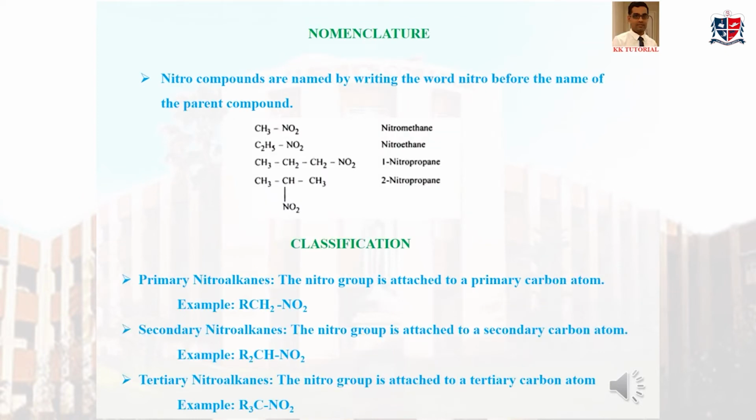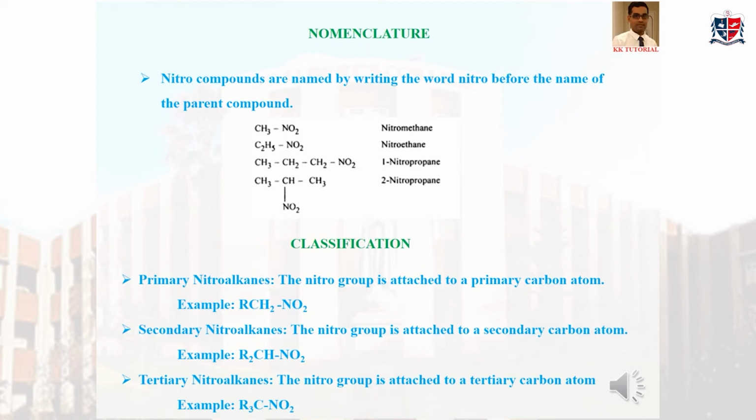When we go to the nomenclature, the nomenclature of nitroalkanes is a very simple one. Nitro compounds are named by writing the word nitro before the name of the parent compound. For example, there is a methyl group and then it is nitromethane. This is an ethyl part, so nitroethane. Here the nitro group is on the propyl part, so it's 1-nitropropane because the nitro group is on the first carbon atom. When the nitro group is on the second carbon atom, this is 2-nitropropane.